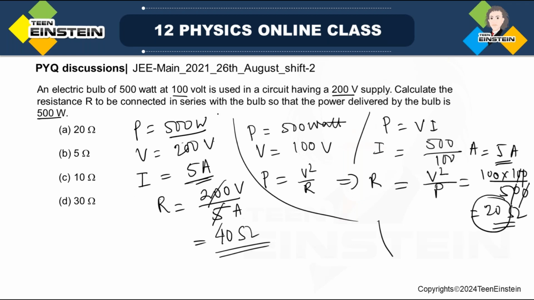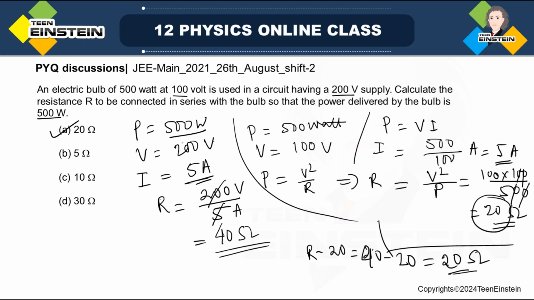So how much extra resistance do you have to connect in series? That is this R minus 20, which is 40 minus 20 ohm. So that is actually 20 ohm, right? I hope you have understood this. Okay, so if we connect the bulb with the power supply of 200 volt, you have to add a 20 ohm resistor in series with the bulb to get the same amount of wattage. Okay, this is the answer. So option A will be the answer for this question.